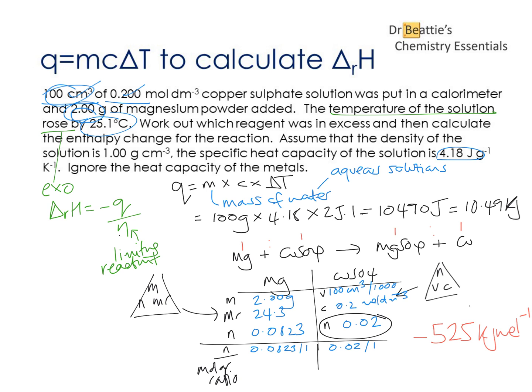And so we're left with working out delta RH is minus 10.49 kilojoules over 0.02, which will then give us the answer of minus 525 kilojoules per mole.